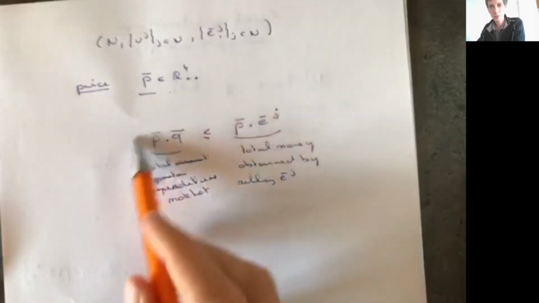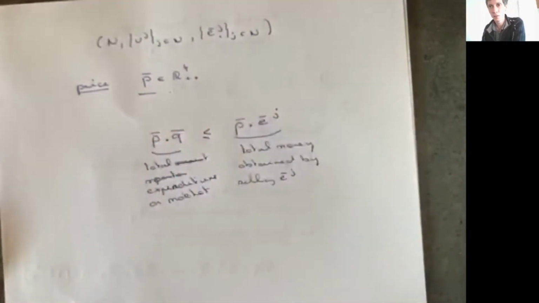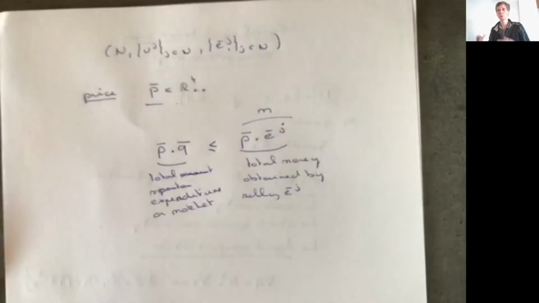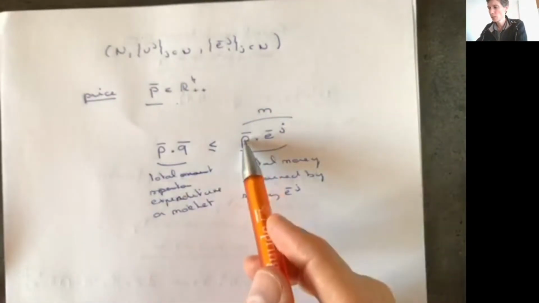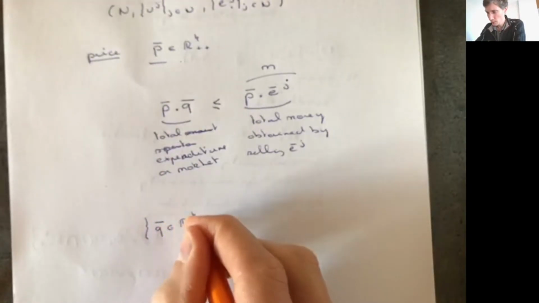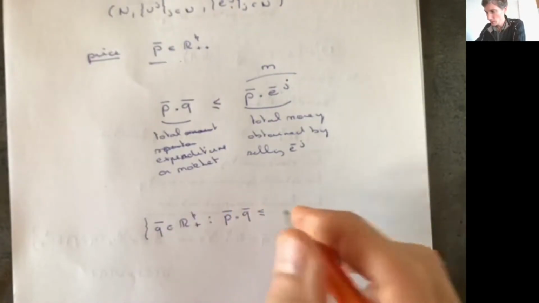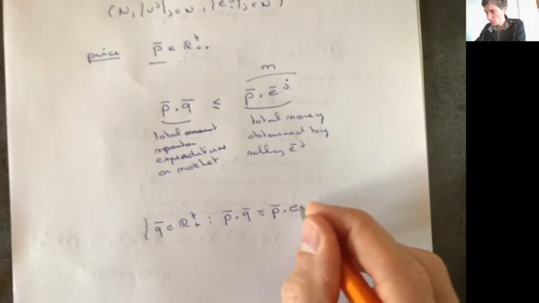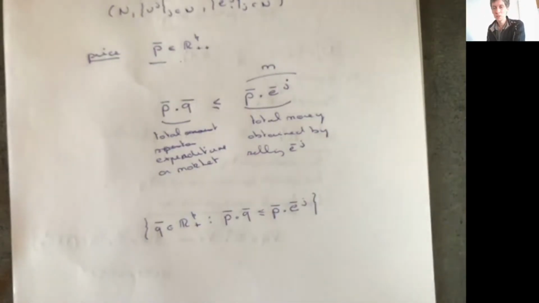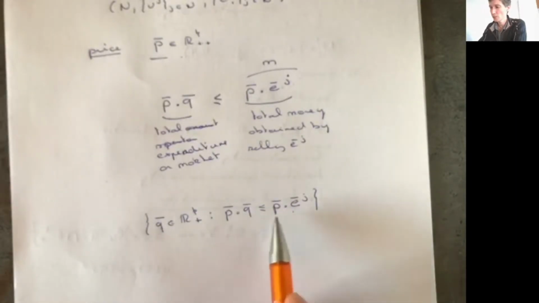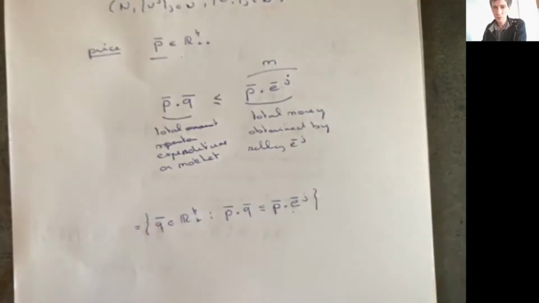We see that this is very similar to what we had before in the standard consumer model, except that instead of this we had M, which was the total amount of money available to the consumer. Now we just substitute it by this number here. If you look at all the bundles Q in R^K_+ such that P times Q is less than or equal to P times e_j, these are all the bundles that the consumer can buy given this endowment and the price. So this is the budget set of the consumer.